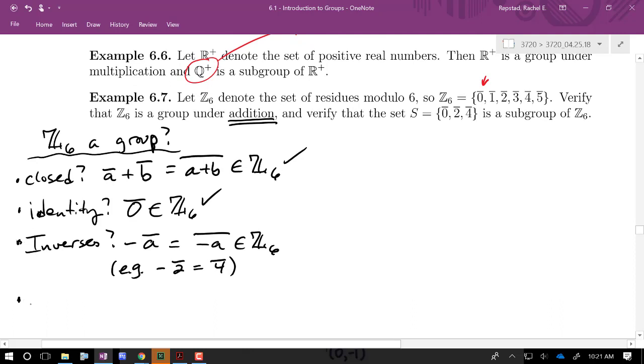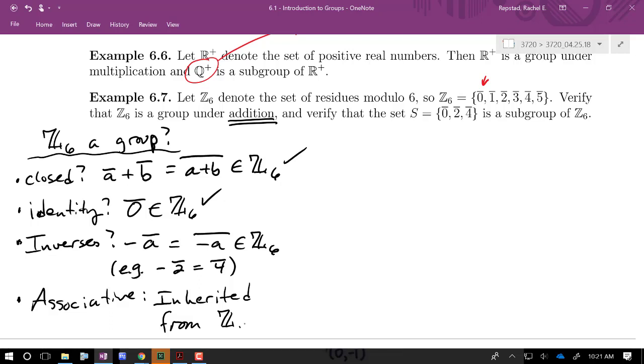And then the last thing that we need in order for something to be a group is the associative property. But there's not a whole lot to show because this is inherited from the overall larger set of integers. So Z6 is a group.